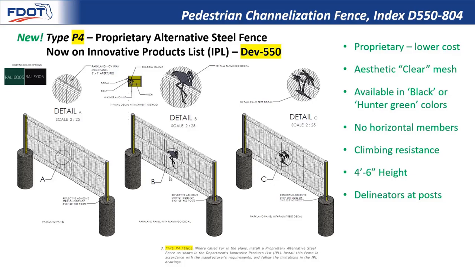So in this case, we show a flamingo and some palm trees, and obviously that goes along with the Florida style. These decals get melted into the fence coating at the fabrication stage, and so they should hold up through the years. And so the developmental specification that supports Index D550804 has been updated to account for the Type P4 fence. This fence works with the developmental standard plans by way of being called out in General Notes 2 and 3 on Sheet 1. And so you can see Note 3 at the bottom of this slide.